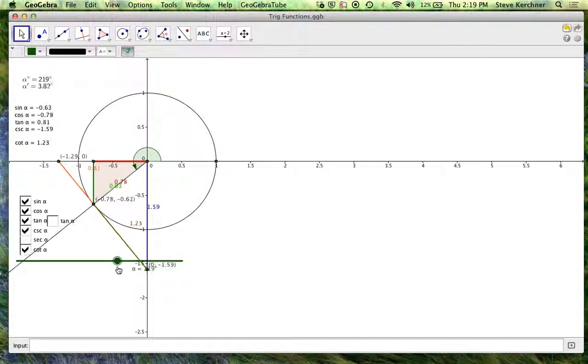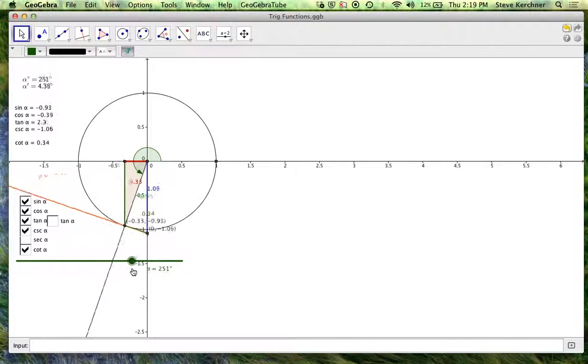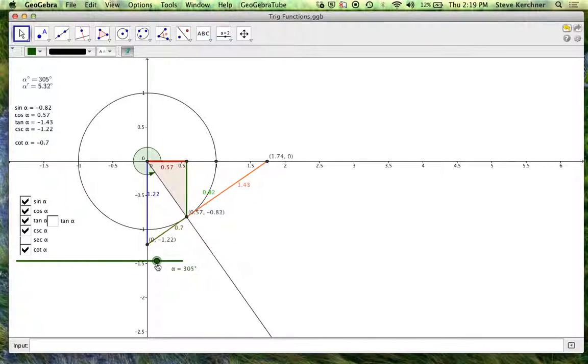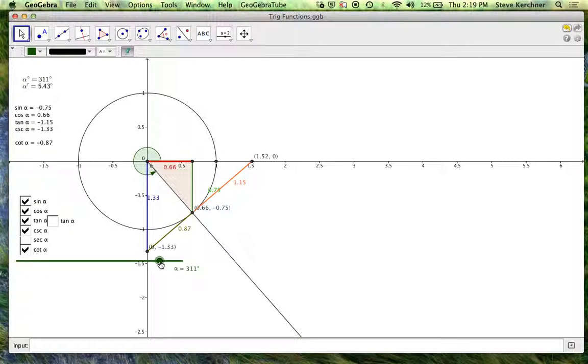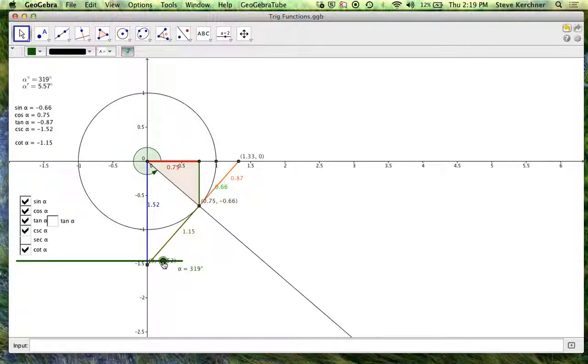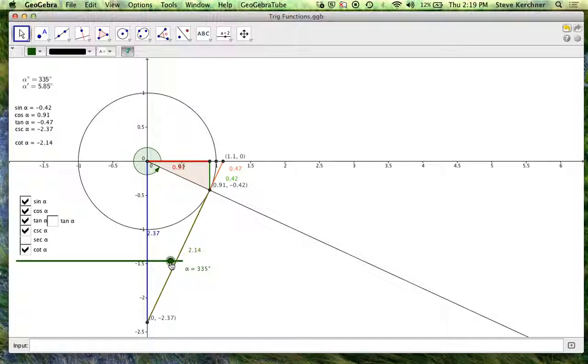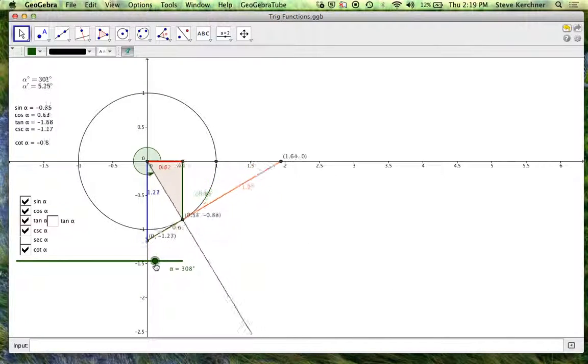At 270, we can see the values are the same for cosecant and sine. They're -1 and -1. And as I move into the fourth quadrant, we can see that the sine is decreasing back towards 0. It's negative. The cosecant is growing larger and larger, negative. So again, a reciprocal function.